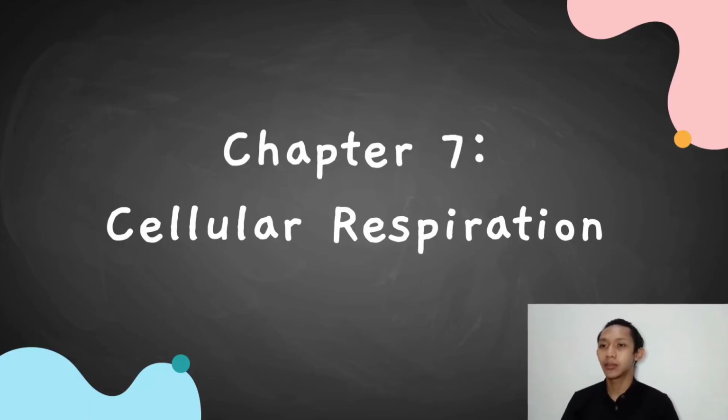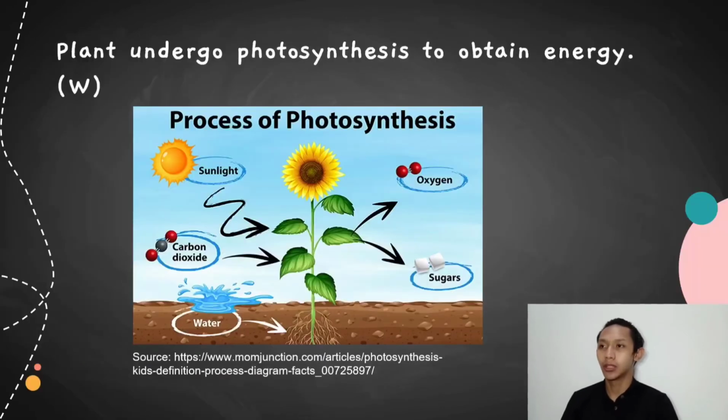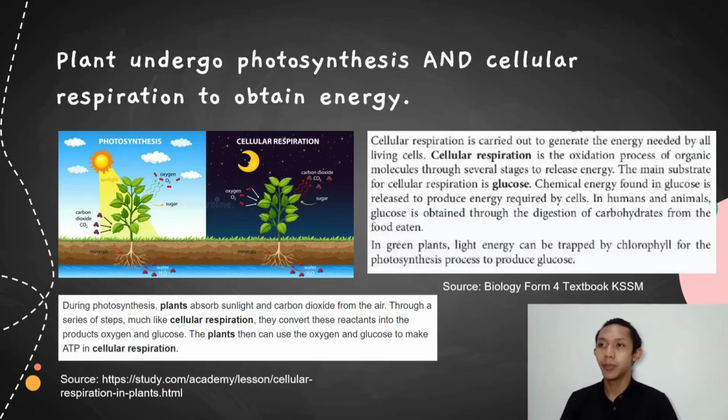Okay, next, proceed to chapter 7, which is cellular respiration. The misconception of this topic is that plants undergo photosynthesis to obtain energy. Usually the student has this misconception while learning the topic. As you can see in the picture, the process of photosynthesis absorbs sunlight and carbon dioxide to produce oxygen and glucose. Okay. Actually, plants undergo photosynthesis and cellular respiration to obtain energy.